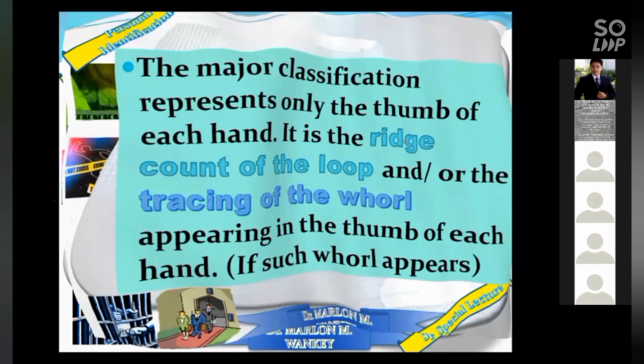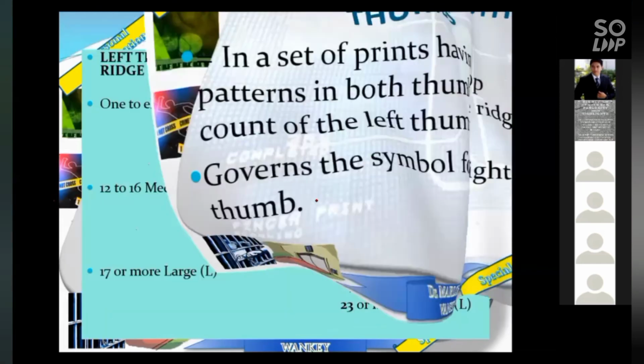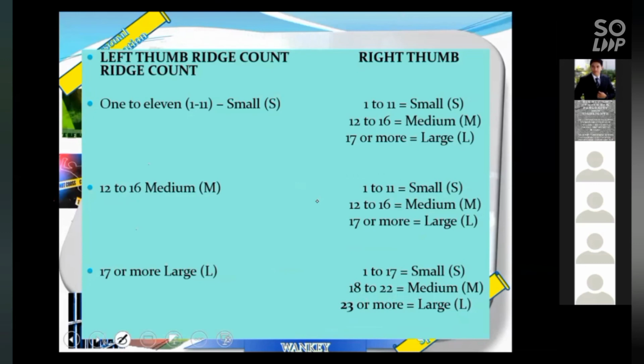Now, loop patterns in both thumbs. In a set of prints having loop patterns in both thumbs, you must get first the ridge count of the left thumb so that you may know what formula you will use. Okay, here is an example. We have two formulas: the left thumb ridge count and the right thumb ridge count.